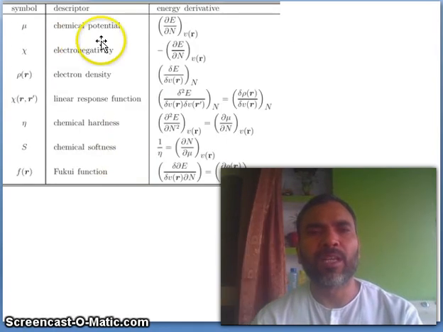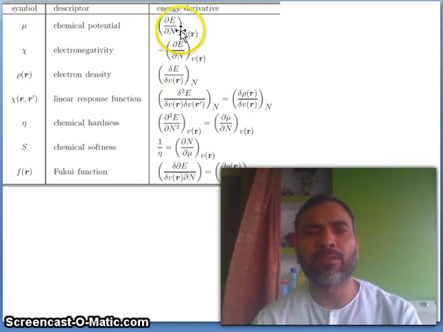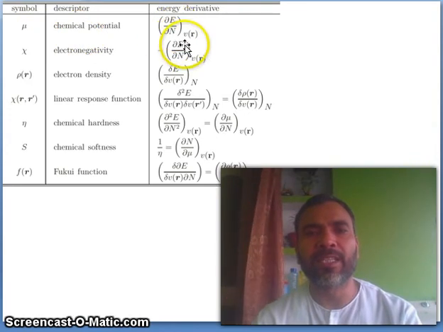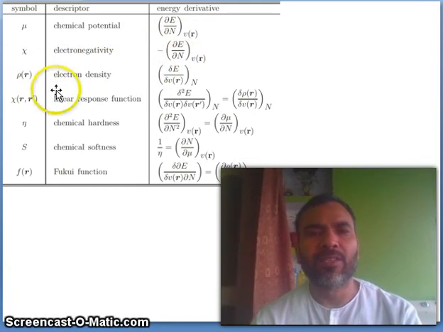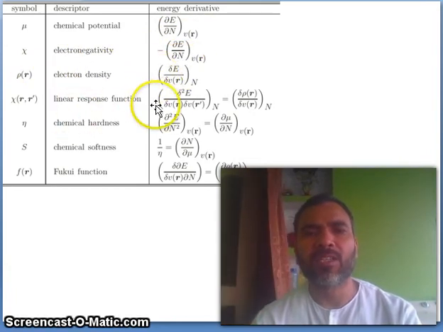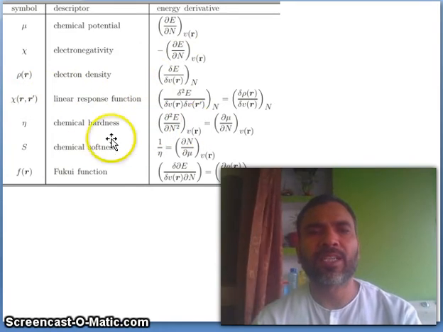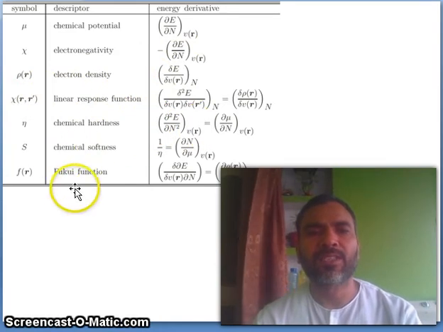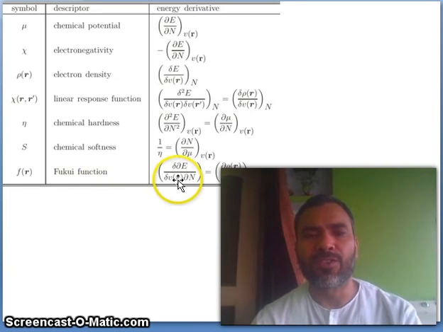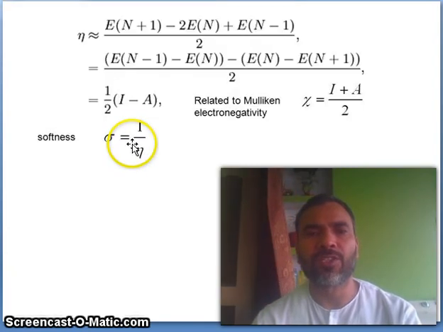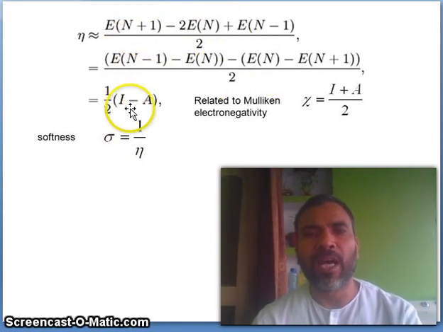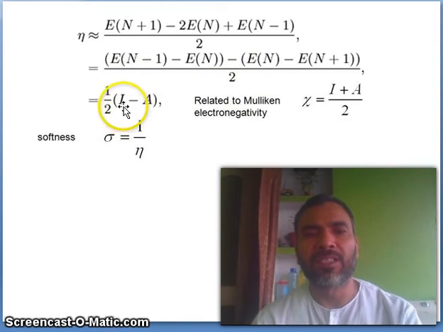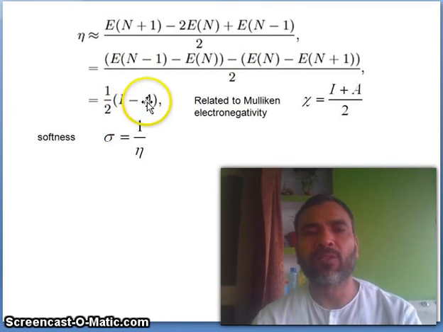You see, chemical potential mu you can calculate with the help of this del N. We have electronegativity, electron density, linear response functions, chemical hardness, chemical softness, and Fukui functions. This is for calculation. So eta you know, the N plus 1. From this you can calculate half of I minus A. This is the ionization potential and this is the electron affinity.